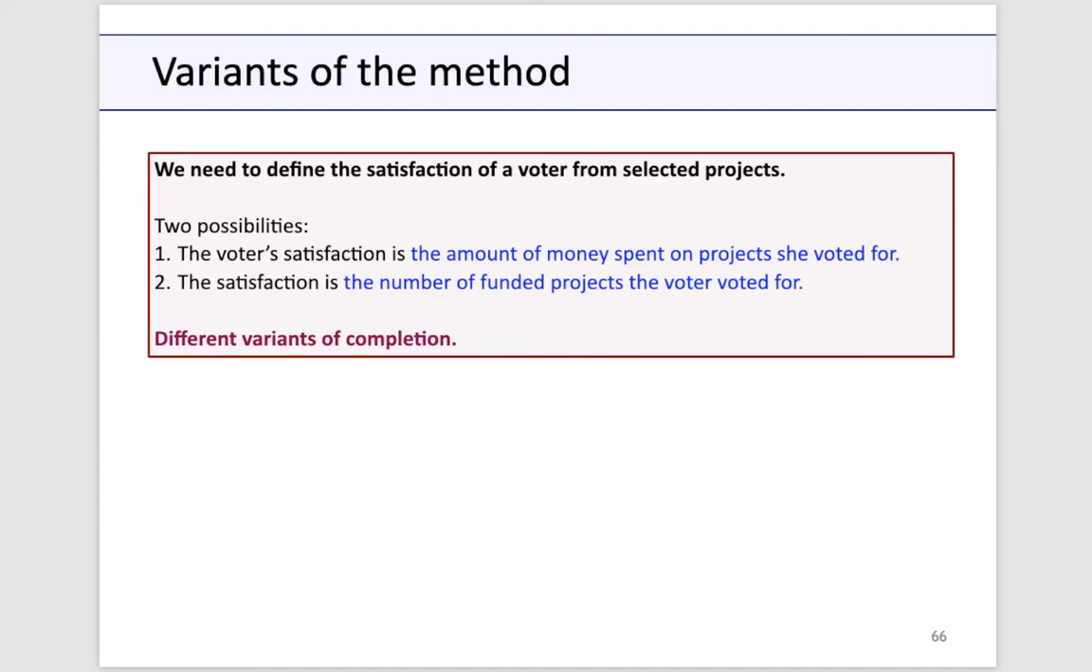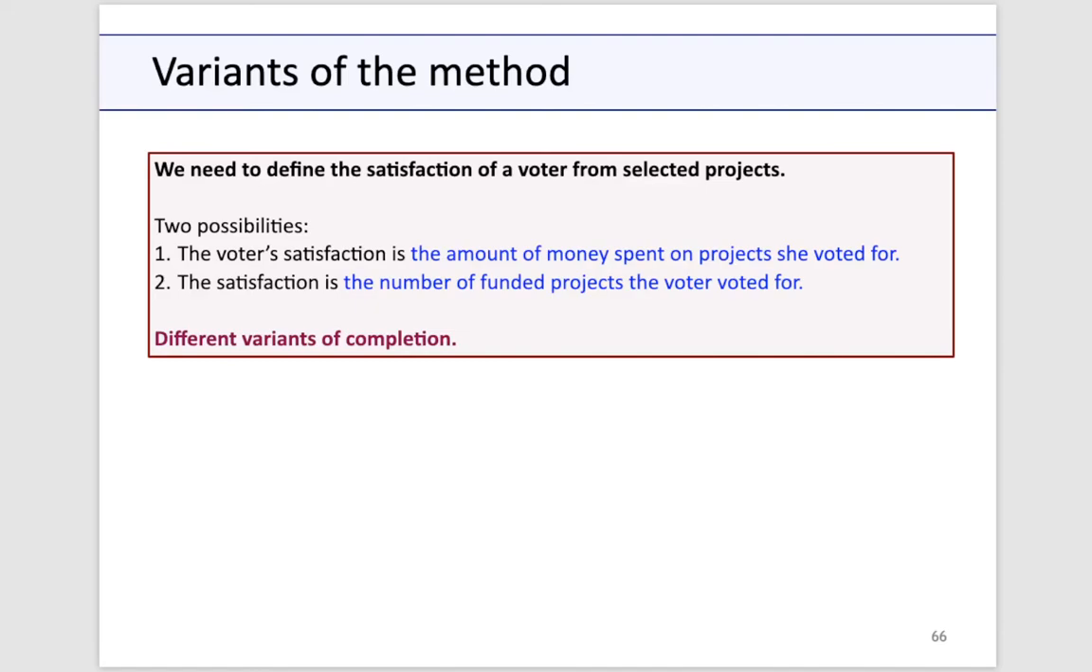And this results in a definition that I was referring to during this presentation. In particular, the definition of the method of equal shares for approvals that I was presenting in previous slides is exactly the definition that uses this underlying assumption. However, in principle, we could also define the satisfaction of a voter slightly differently. For example, as the number of projects that the voter voted for and that were selected. This would result in a slightly different behavior of the rule. In particular, this would make the rule select a greater quantity but smaller projects.